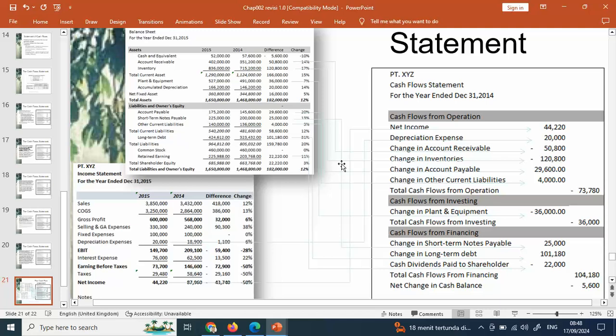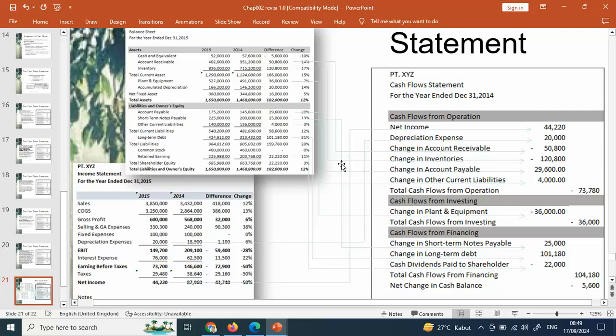And then cash flow from investing. Is there any increase in your fixed asset, plant, equipment? Is there any investment in your plant? Yes. On the plant, you buy land for your factory. There is an increase in the plant from 491 to 527. So is it cash inflow or cash outflow? Outflow. Total from investing minus.